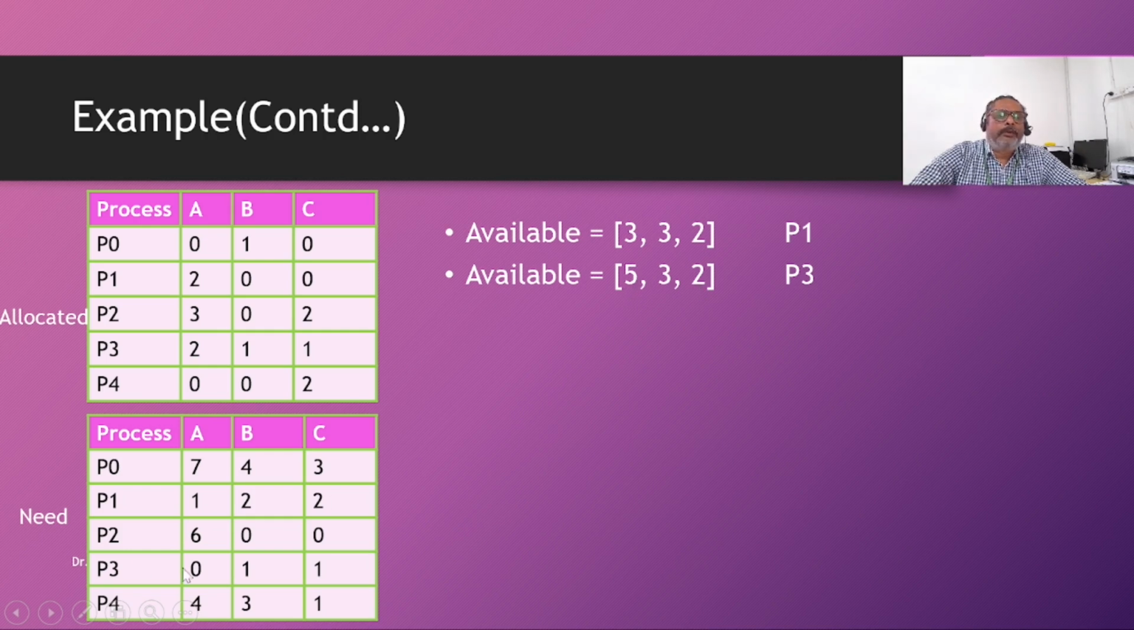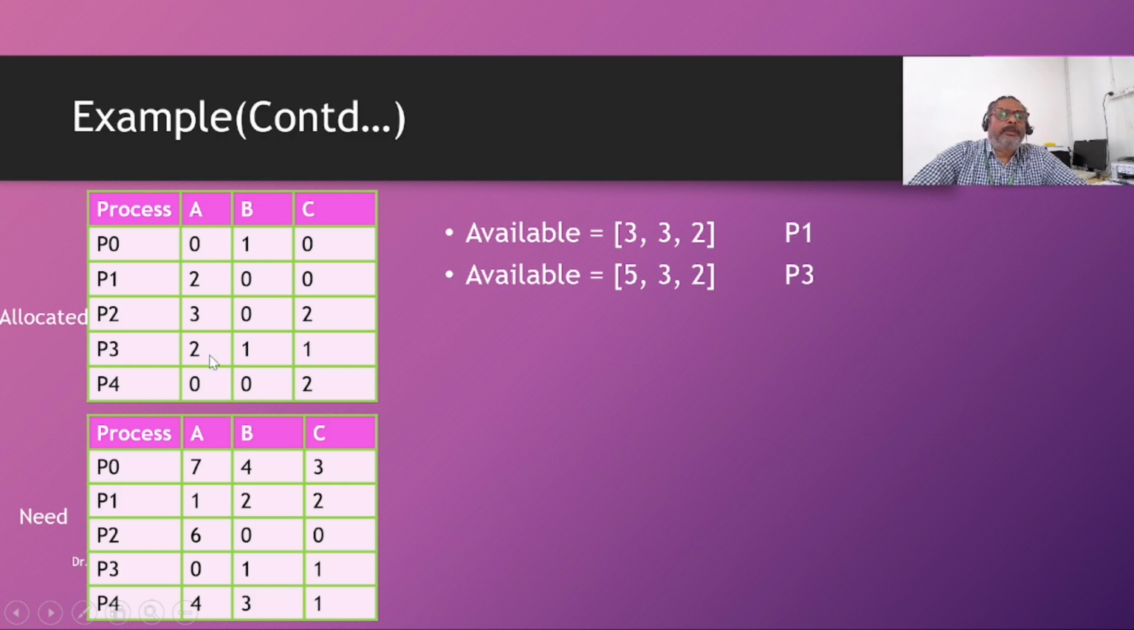We have 5, we don't want any of A. We have 3, we want 1 of B. We have 2, we want 1 of C. So it can be done. Therefore allocate 1 of B and 1 of C to process P3, and P3's work will be done. So P3 completes its job.